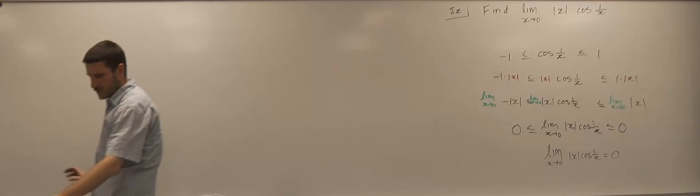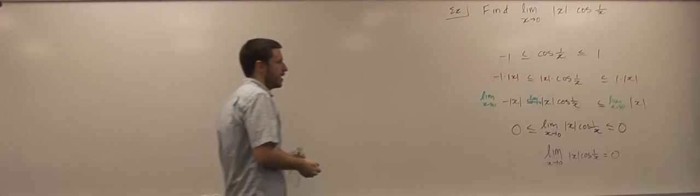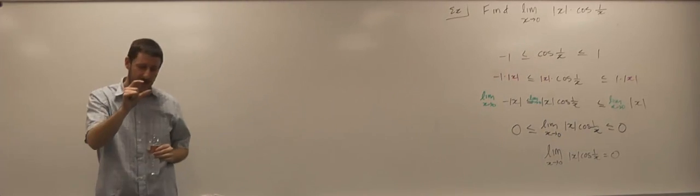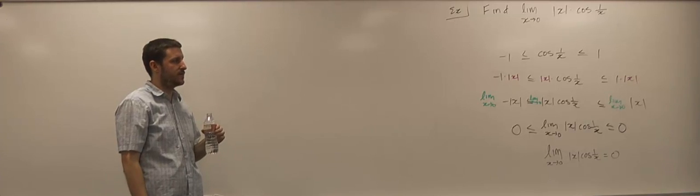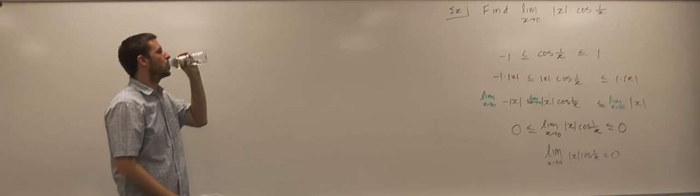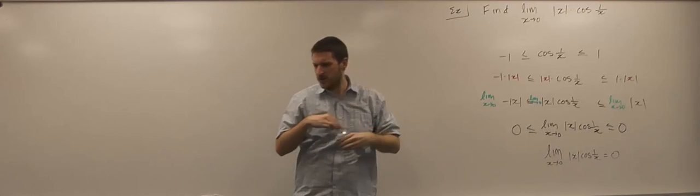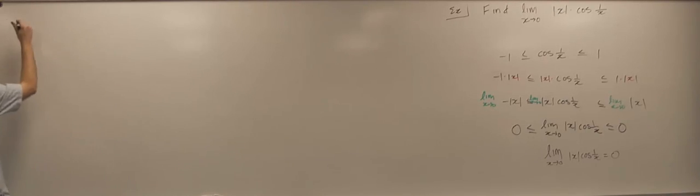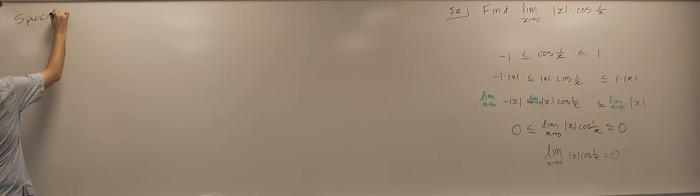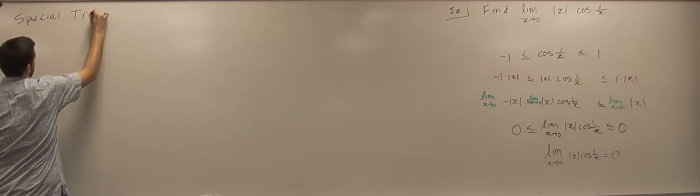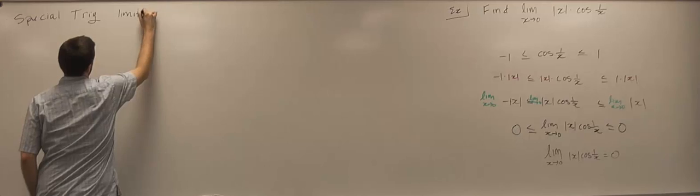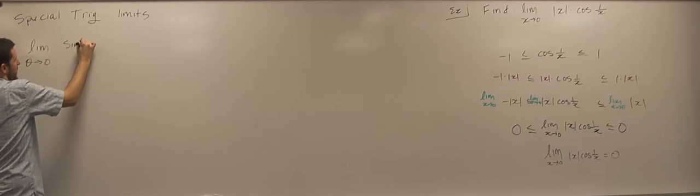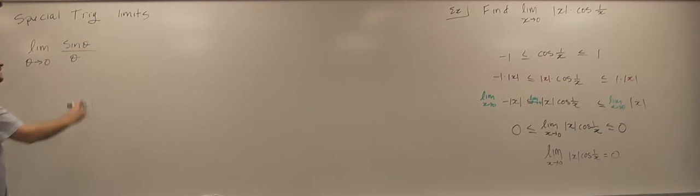So I told you there's one other thing I have to talk about in this section. I told you that one time that you get 0 over 0 is when you have what I call a special trig limit. So there's two special trig limits. One of them is the limit as theta goes to 0 of sine theta over theta. This is equal to 1.